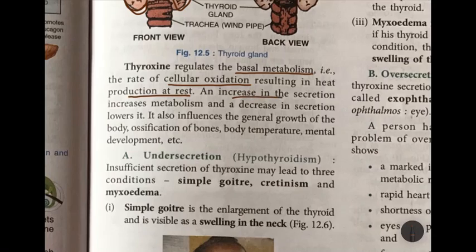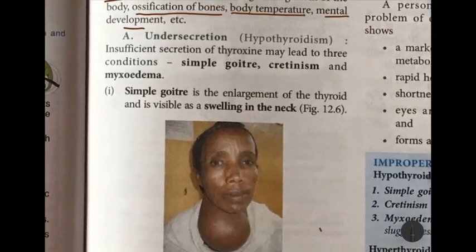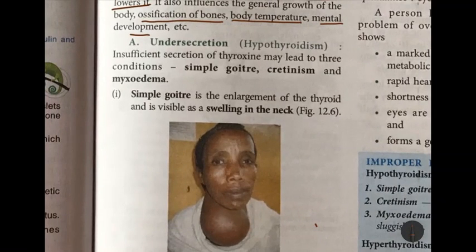So if there is an increase in the secretion, what happens? There is an increase in metabolism, and if there is a decrease in secretion, it lowers it. And it also influences the general growth of the body, the overall growth of the body, ossification of bones, body temperature, and mental development.